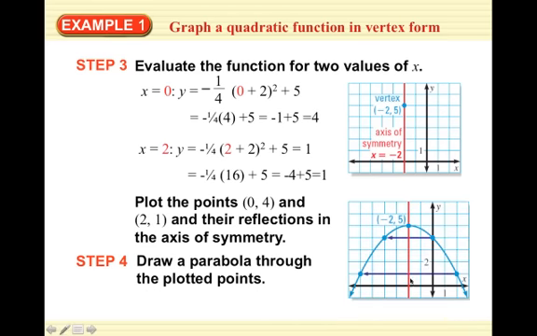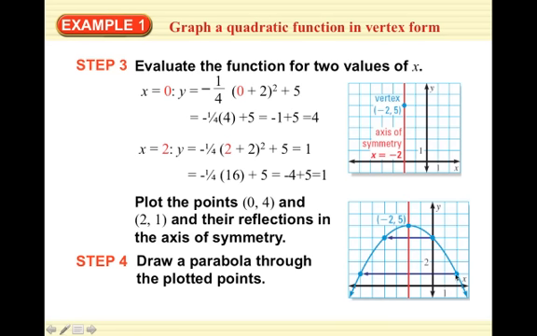Okay, so here we've got our vertex at negative 2, 5. Here's our point 0, 4 and our point 2, 1. So 0, 4 is 2 units to the right of the axis of symmetry. So we're going to stay at y equals 4 and move 2 units to the left of the axis of symmetry. The point 2, 1 is at y equals 1. So we're going to stay at y equals 1.